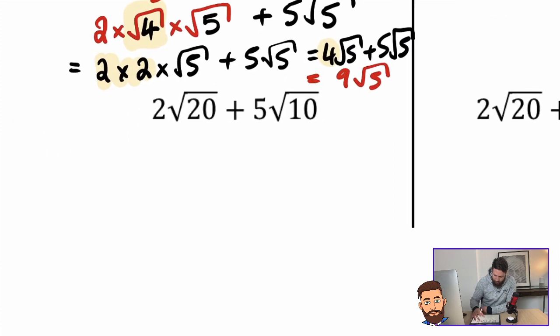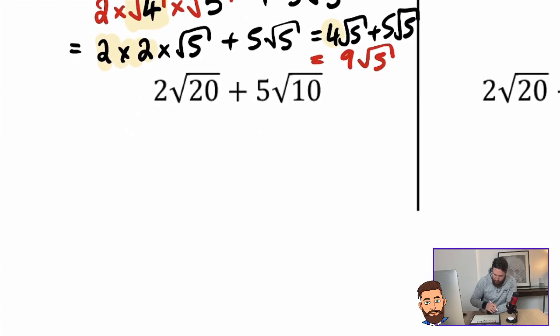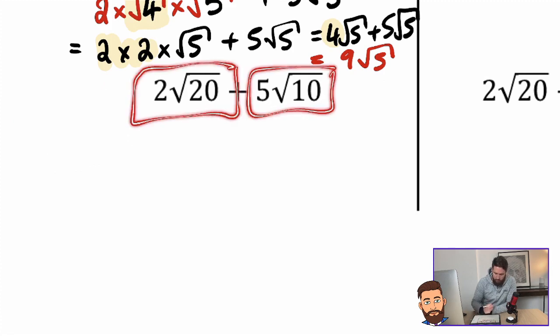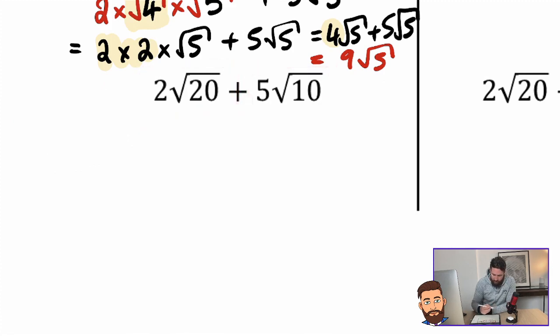Right, moving on to the next one. Can we add these together? No, we can't. We cannot add these together because this is root 20 and this is root 10. So what we need to do is see if we can break these surds down to be the same. So we'll start with this one. 2 times, remember, 2 blank surds, because we're simplifying it. One needs to be a square number. What square number do we know that goes into the 24?